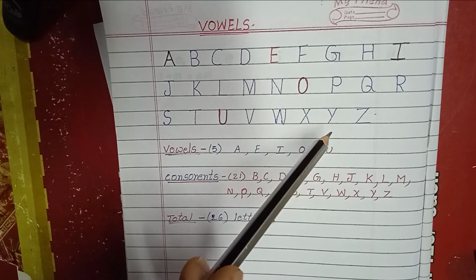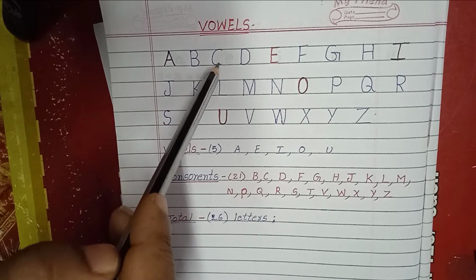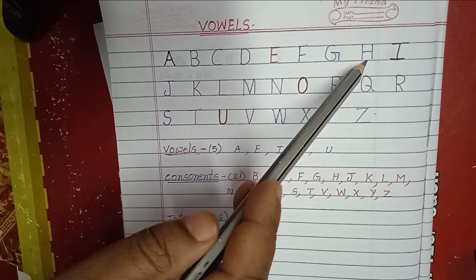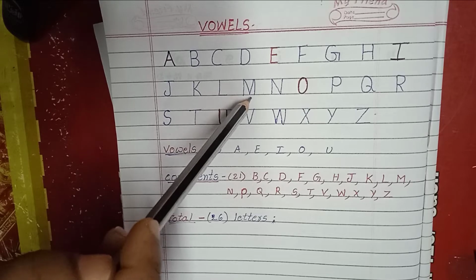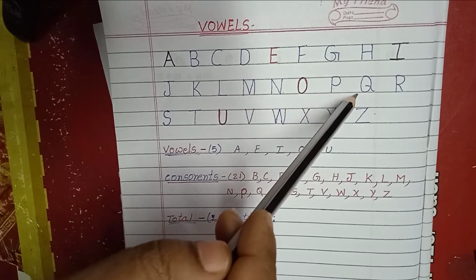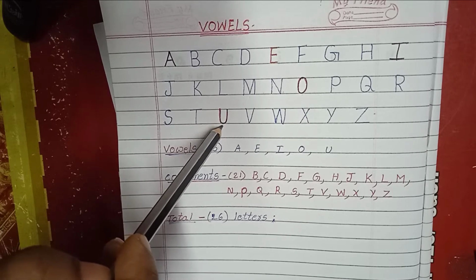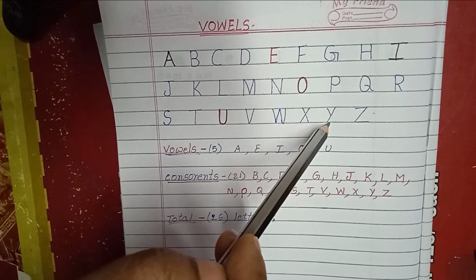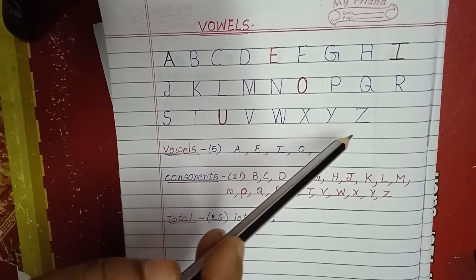First, before that, we will learn the pronunciation of each and every letter again. A, B, C, D, E, F, G, H, I, J, K, L, M, N, V, W, X, Y, Z. Okay, Y we pronounce as Y, and Z.